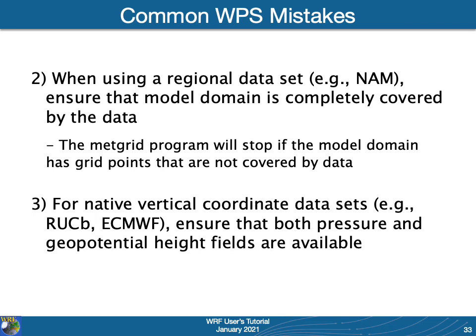A second common mistake occurs when using regional data sets to provide initial and boundary conditions for a WRF model simulation. If this regional data set doesn't completely cover the horizontal extent of your WRF model domain, the metgrid program will stop with an error message indicating that some of the horizontal grid points in your model domain could not be covered by the regional data set. In this case, you'll either need to reduce the spatial coverage of your model domain or find a larger data set from which you can interpolate initial and boundary conditions.